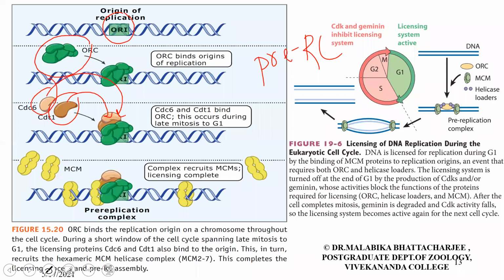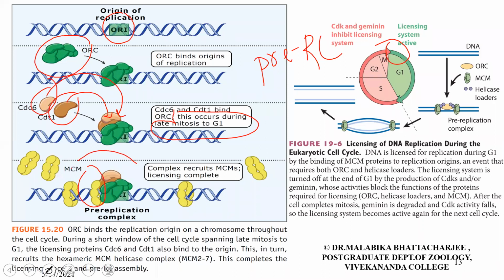And as you can see, it has been mentioned here, this occurs in that small window. It occurs during early G1, late mitosis stage. So once the origin recognition complex followed by CDC6, CDT1 has been loaded, next comes the mini chromosome maintenance complex, MCM, which is a ring made of 6 closely related proteins. And this is the eukaryotic helicase. So you can see MCM comes and binds to this complex.